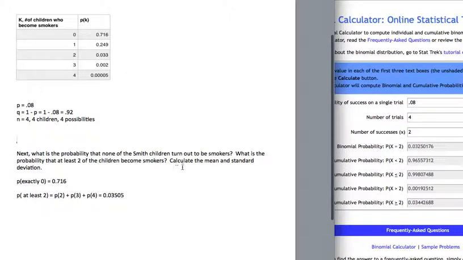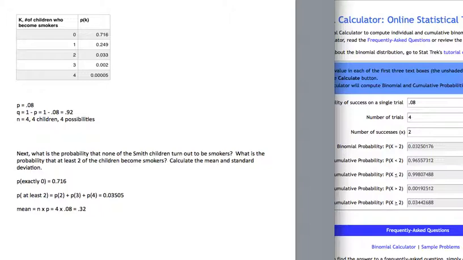Okay, and then finally, calculate the mean and standard deviation. Remember, the mean of a binomial distribution can be found by taking n times p. In other words, the number of trials, which in this case is the number of children, 4, times the probability of success, quote-unquote success, which we know to be 0.08. So the mean, which is 4 times 0.08, is going to be 0.32.